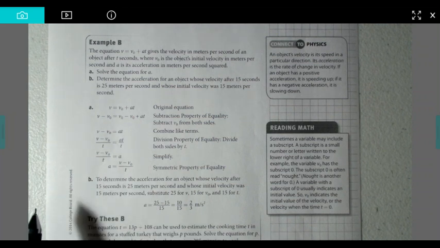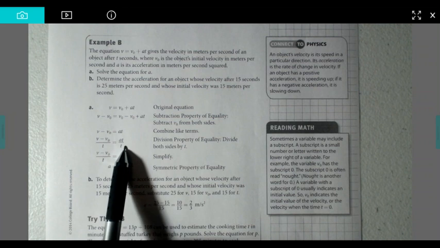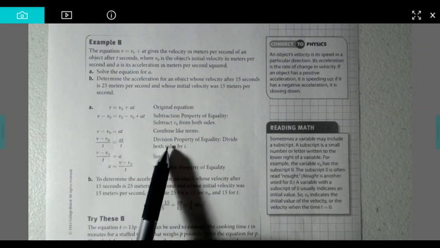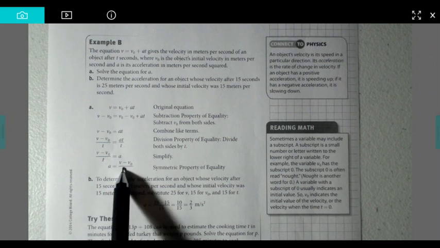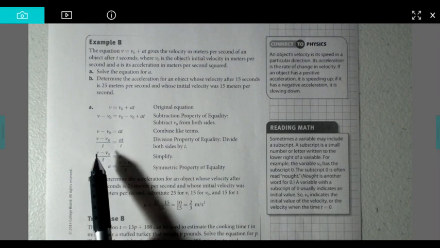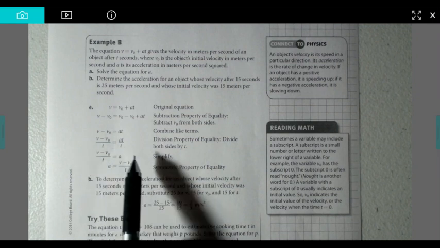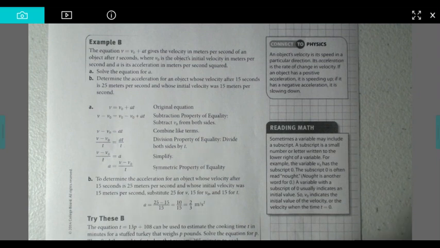Now we want to isolate the A. So I'm going to divide by T on both sides of the equation using the division property. So now I have V minus V naught divided by T equals A. In order for it to say A equals, we use what we call the symmetric property, saying that whatever's on the left-hand side equals the right, and I can basically switch them across the equal sign. So please notice that here the A went to the left side and the V minus V naught divided by T all stayed in the same order and just moved to the right. So I've solved for A.